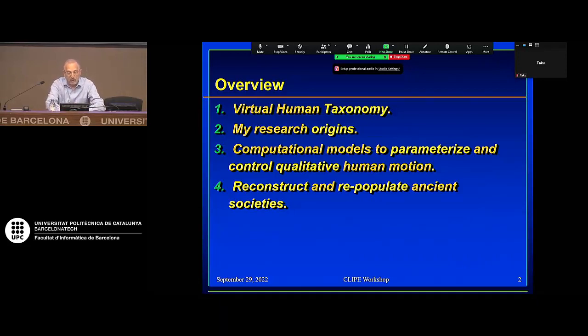Then I will dive a little bit in depth into parameterized models, and tell you from the beginning that I'm old school because mostly we do not use machine learning models, and I'll tell you why. And then I like to end with what I think is the fun part, which is coming back to the high level, and I think well within the themes of the workshop, to talk about reconstructing and repopulating ancient societies.